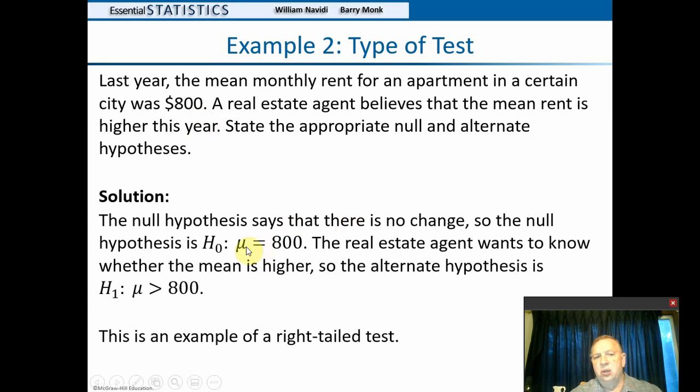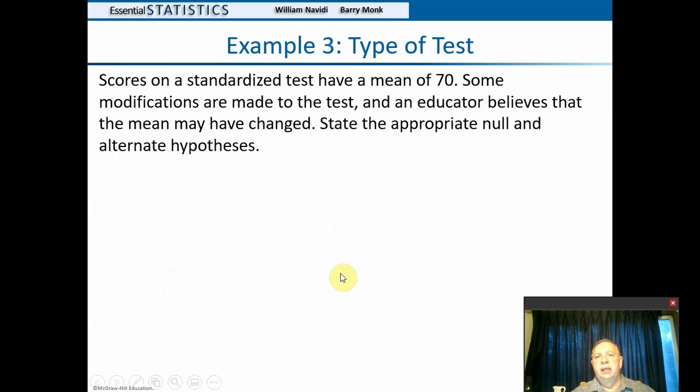Okay. So my mu is equal to 800 is the H0. My alternate is the H1, mu greater than 800, and since there's no equality, that tells us a right-tailed test. Okay, so that's what we'll work on as we go through. Okay. Again, the type of test. Scores on a standardized test have a mean of 70. Some modifications are made to the test, and an educator believes that the mean may have changed. State the appropriate null and alternate hypothesis.